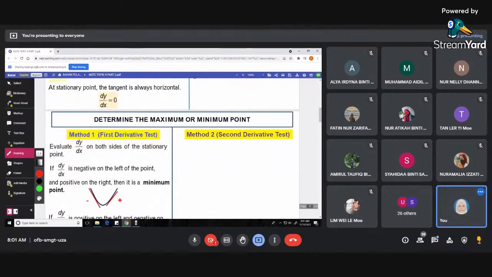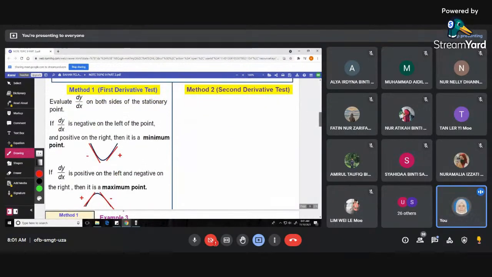Okay, so let's look for the first one. So how to find method one, which is a first derivative test. You need to evaluate dy/dx on both sides of the stationary point. If dy/dx is negative, so that means this one is represent dy/dx is negative, on the left of the point and positive on the right. Positive that means your dy/dx is positive. dy/dx represent keturunan ya, slope. Then it's a minimum point. Changes from negative to positive, it will become a minimum point.